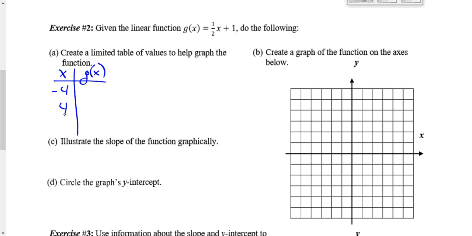So let's put in a -4 up here. What's half of -4? -2, plus 1 is -1. Okay, do the 4. What's half of 4? 2, plus 1 is 3. Let's plot these. So -4, -1, and then 4, 3. Get your straight edge, or if you don't have one, don't get all worked up over it.